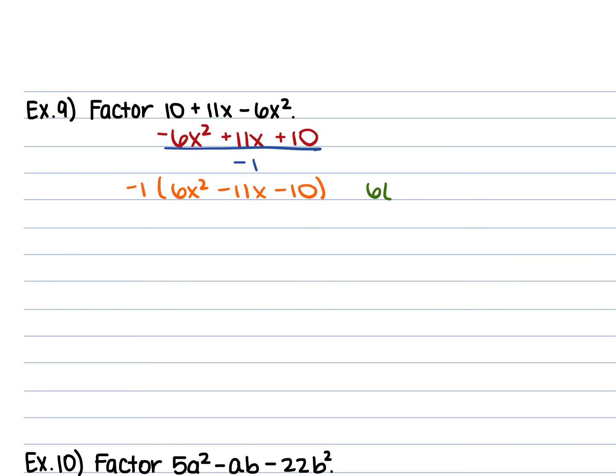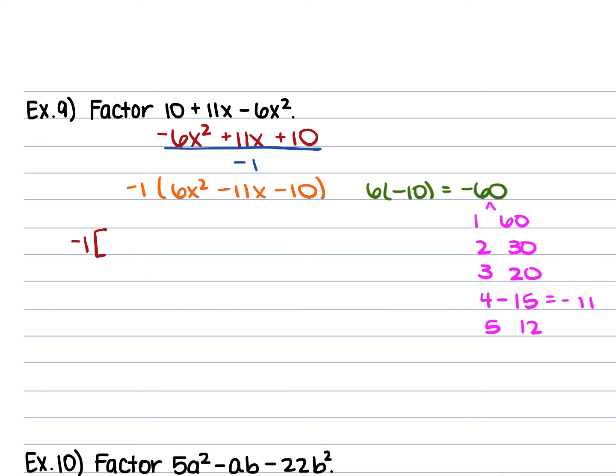We're going to multiply the 6 times the negative 10. It gives us negative 60. And we find the factors of negative 60 that add up to be a negative 11. You have 1 and 60, 2 and 30, 3 and 20, 4 and 15, 5 and 12. The 4 and the 15 actually does work if the 15 is negative. It gives you the negative 11. We don't even need to go any further with this. We're going to have negative 1 times 6x squared plus 4x minus 15x minus 10.